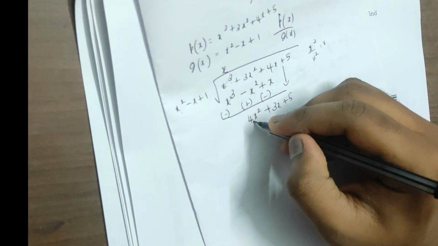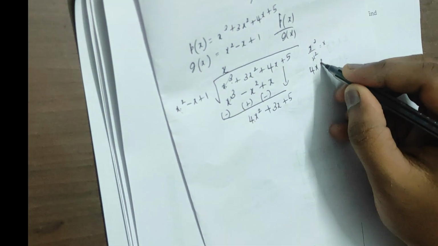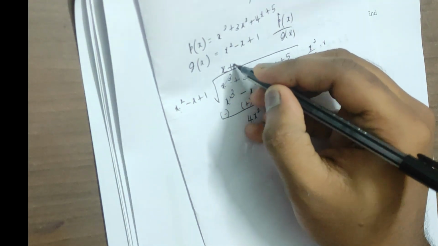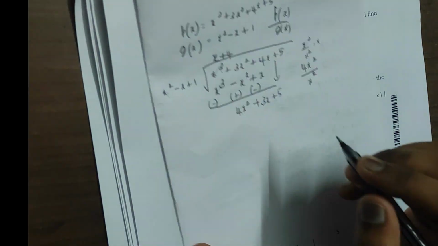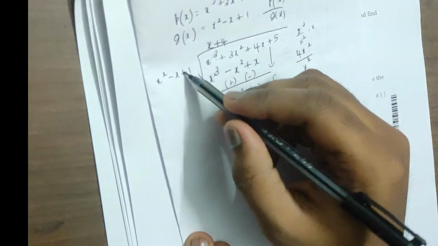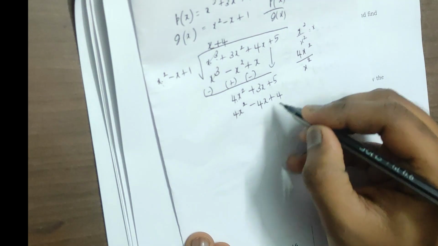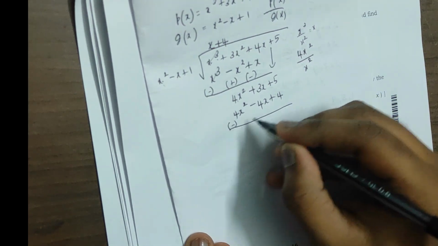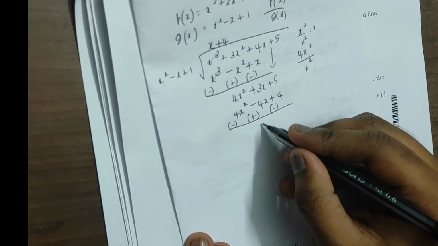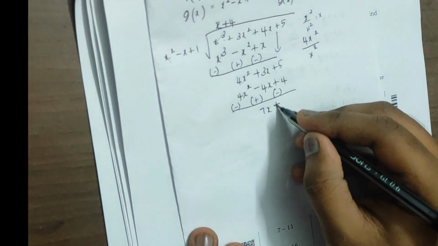Now divide the first term by x square. 4x square divided by x square, that is 4, so x plus 4. Now multiply 4 into x square, 4 into minus x, that is minus 4x, plus 4. Now change the signs. This is minus, this is plus, this is minus. This becomes 7x and this becomes 1.